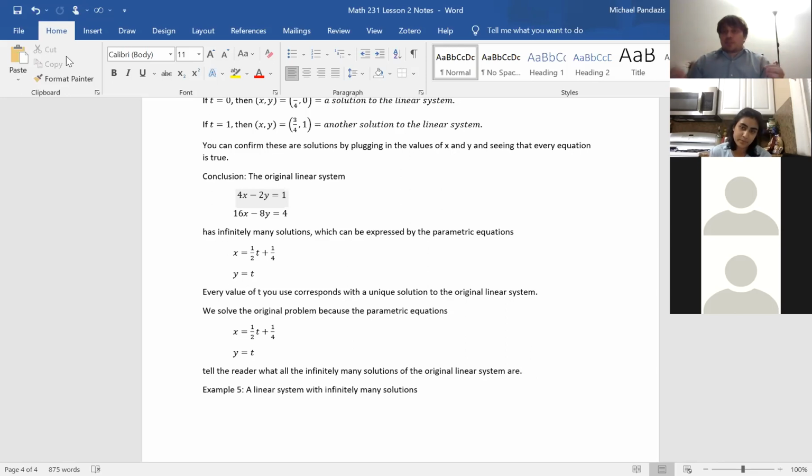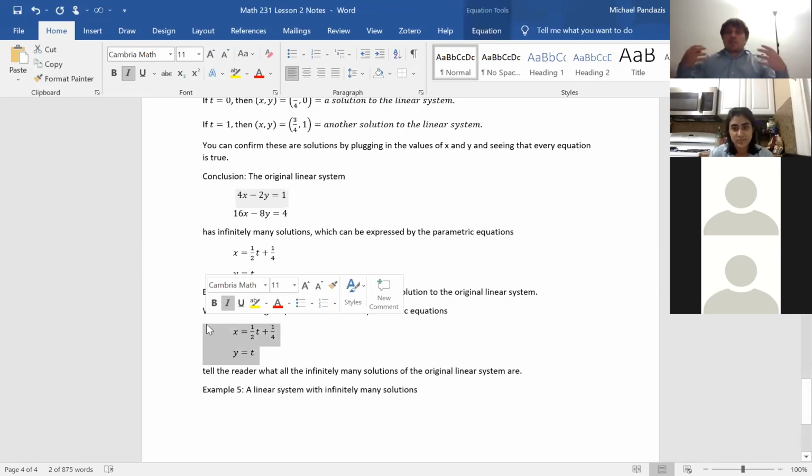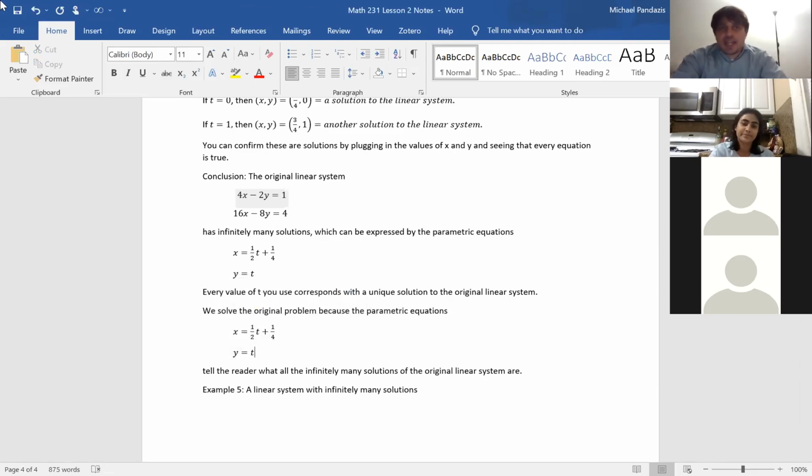If there are infinitely many solutions to a linear system, you can't tell somebody all infinitely many solutions. So instead, mathematicians have an indirect approach to giving the answer: giving the person the equations which will yield all those infinitely many solutions. So those two parametric equations tell the reader what those infinitely many solutions are. So instead of giving the solutions, you're giving the person the information they need to get them. That makes sense? And that's the answer. The answer is the information to get those solutions. Okay.